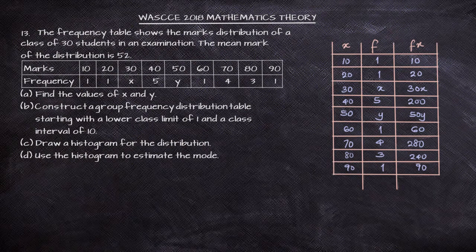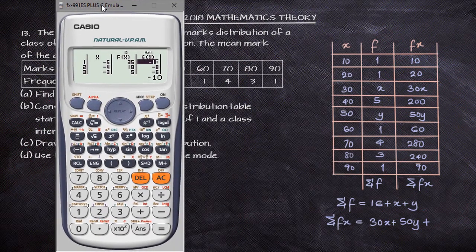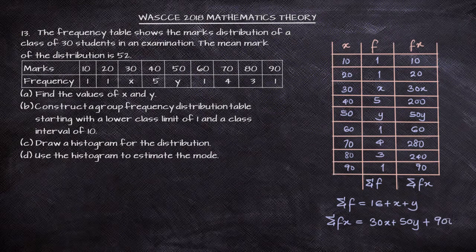Now, the sum of these, you can find sigma f. You can find sigma fx. Now, sigma f, if you sum all this, will be 16 plus x plus y. And then sigma fx will be, I think we need to bring in our calculator, 30x, 50y, and then all these other values. Let's input them. We need to return to our normal mode. Okay, so 10 plus 20 plus 200 plus 60 plus 280 plus 240 plus 90. That's 900. Okay, so sigma fx is 30x plus 50y plus 900.